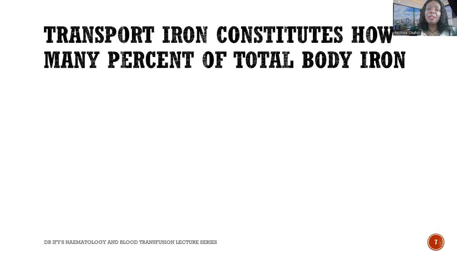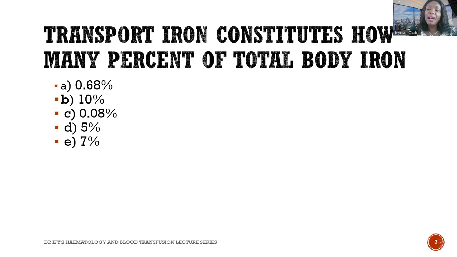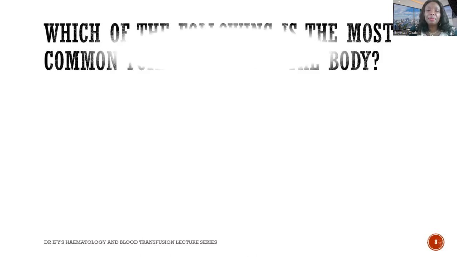Transport iron constitutes how many percent of total body iron? Remember, transport iron is iron found in the body as part of transferrin. The options we have, and then the answer is C. Transport iron constitutes 0.08% of total body iron.